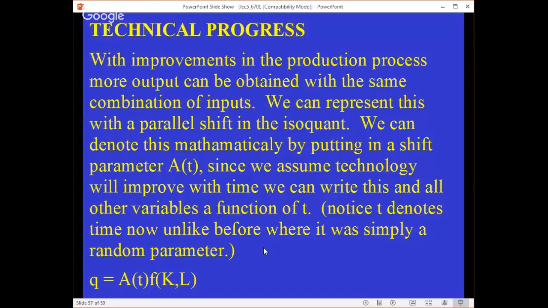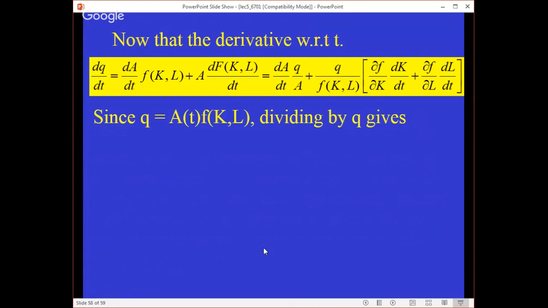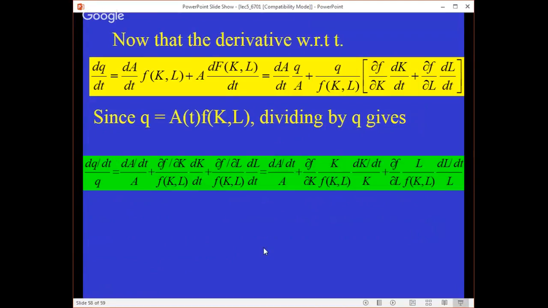Since I assume technology will improve with time, I can write this and all other variables as a function of t. Notice t denotes time. Now, unlike before, when it was simply a random parameter. So I have this times a production function. And that's pretty much it. This is basically something that, depending on who teaches macro, you will probably cover in macro. So I'm going to leave it for macro. For now, I'll let you get better at algebra, because it gets ugly. But that's it. Okay.